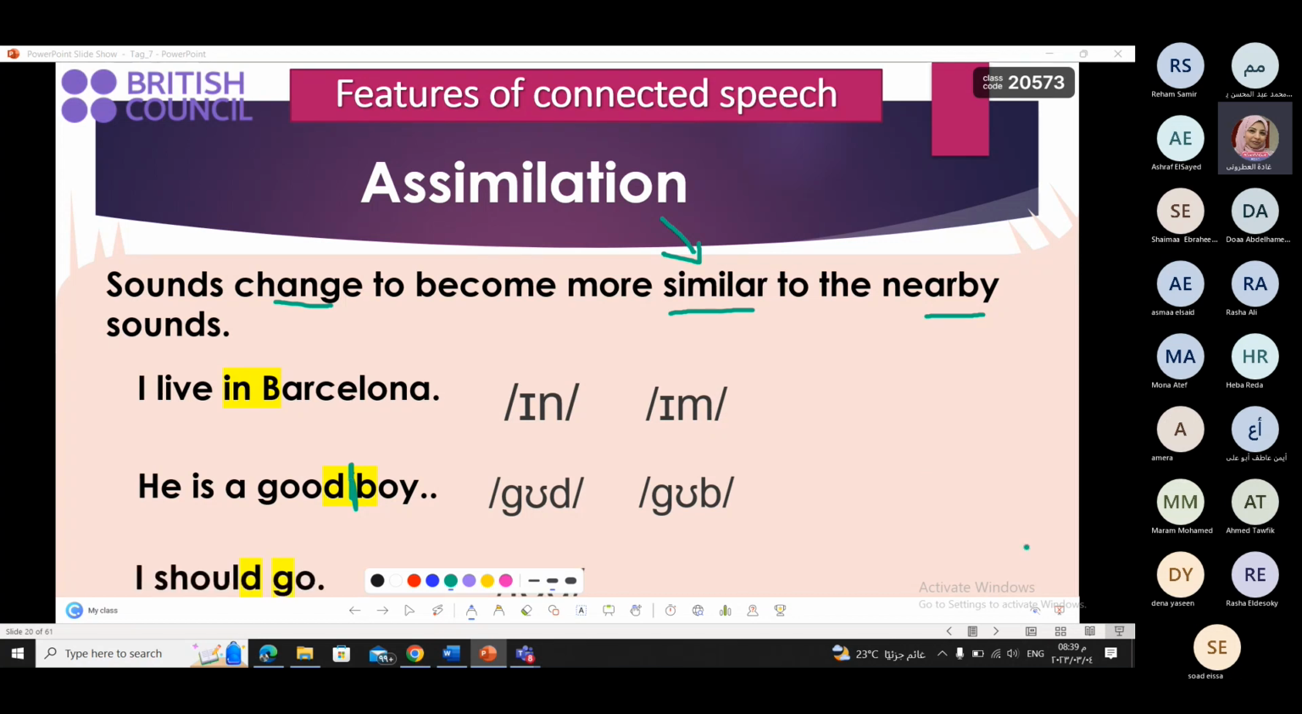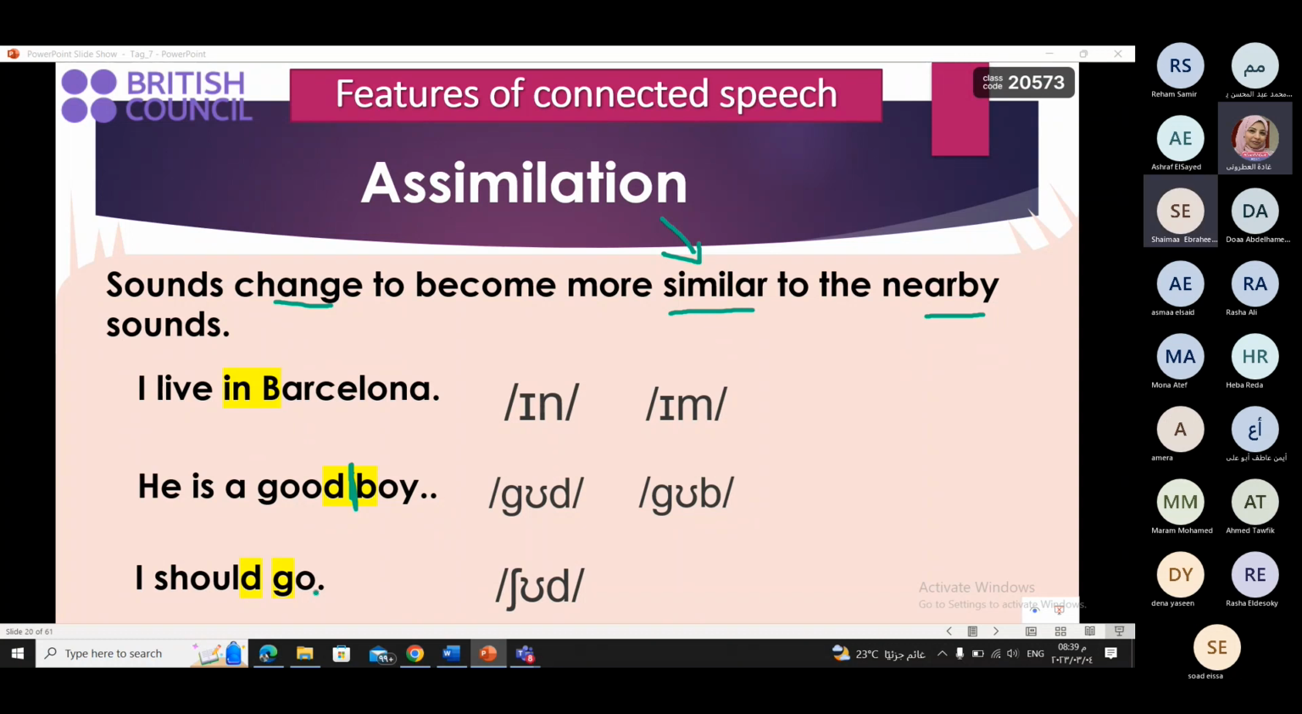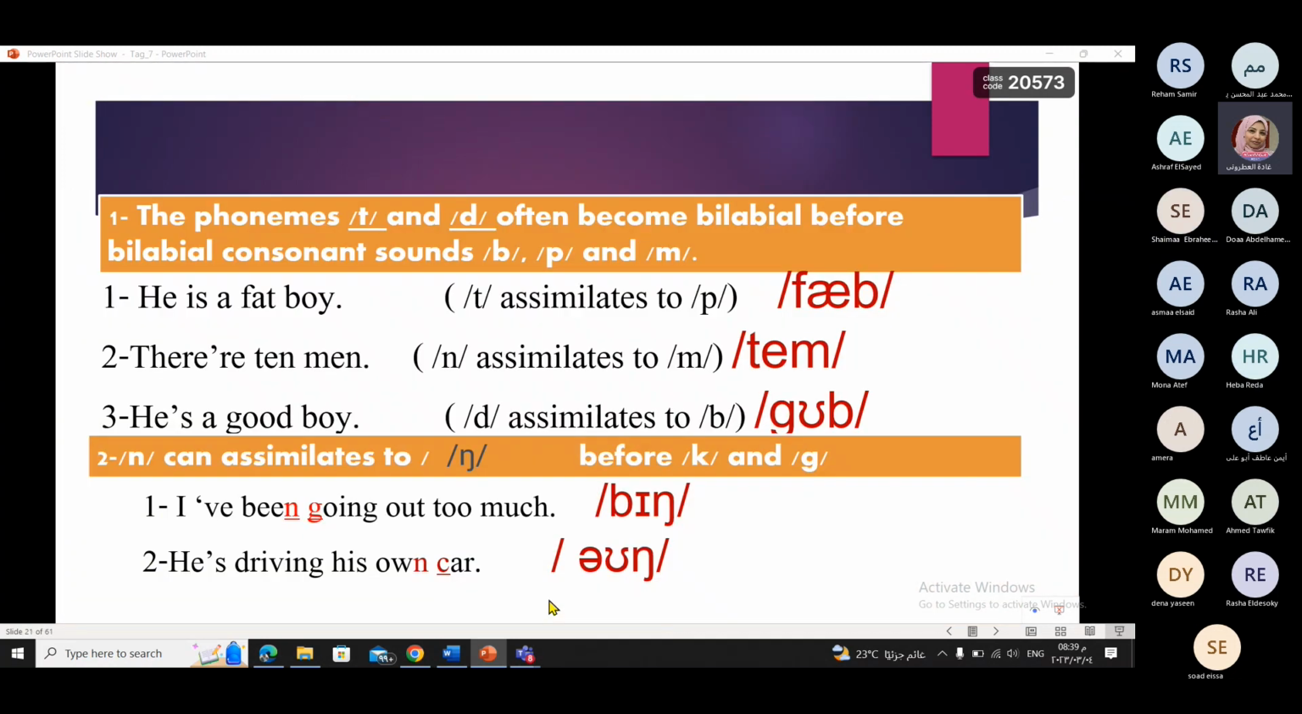Okay. And let's have another example. Who can read this? Yes. I should go. I should go. Yeah, it will be like this. I should go. So should, instead of saying should with the D sound at the end, it will be should go. So this is what we call assimilation.